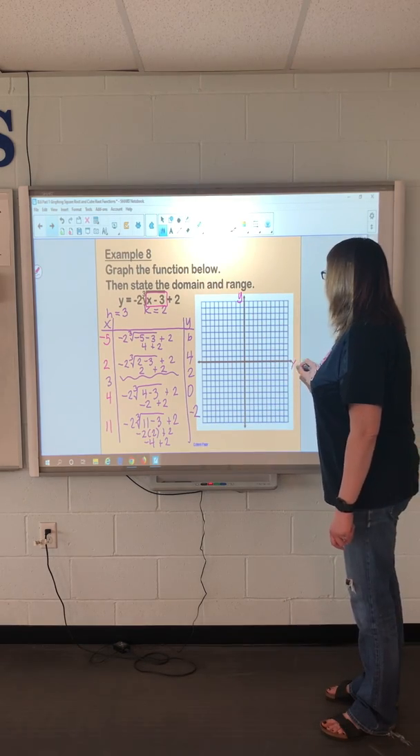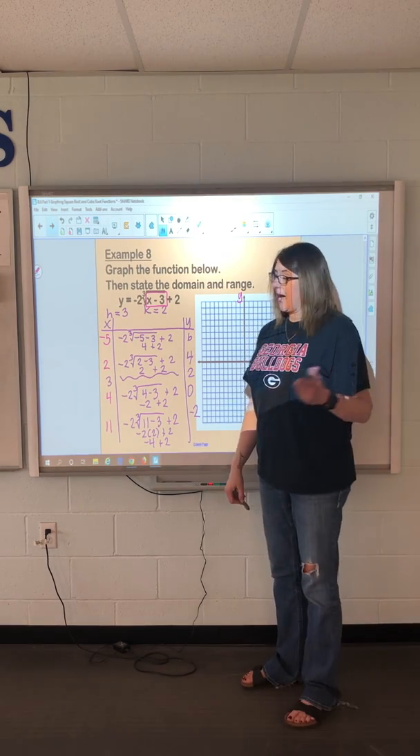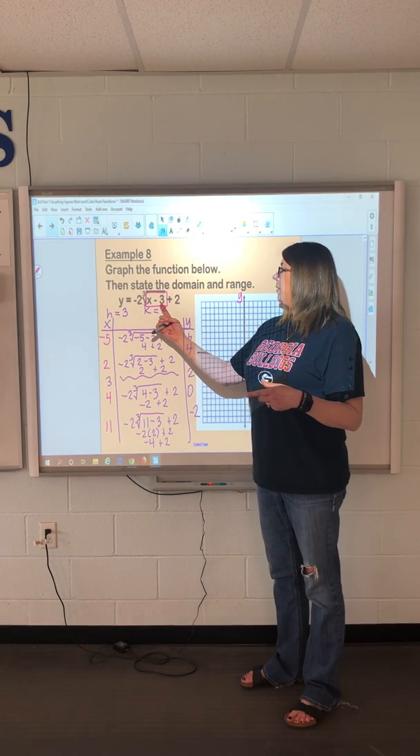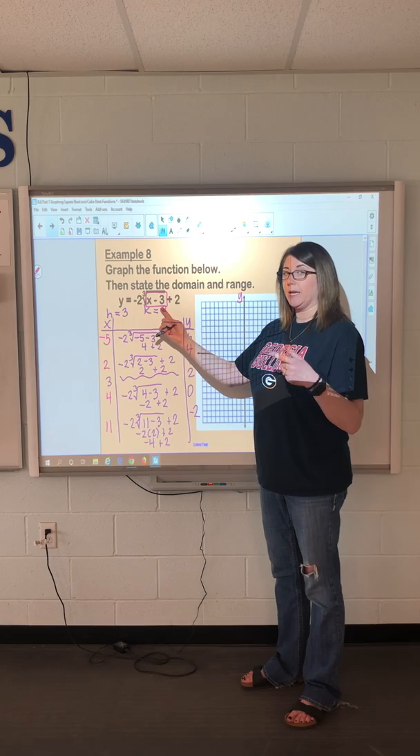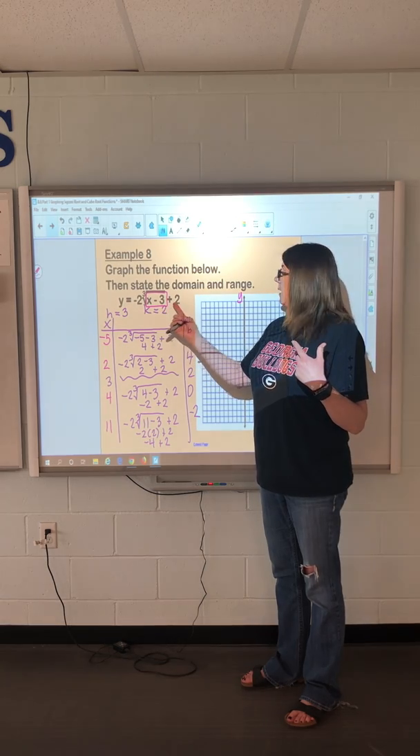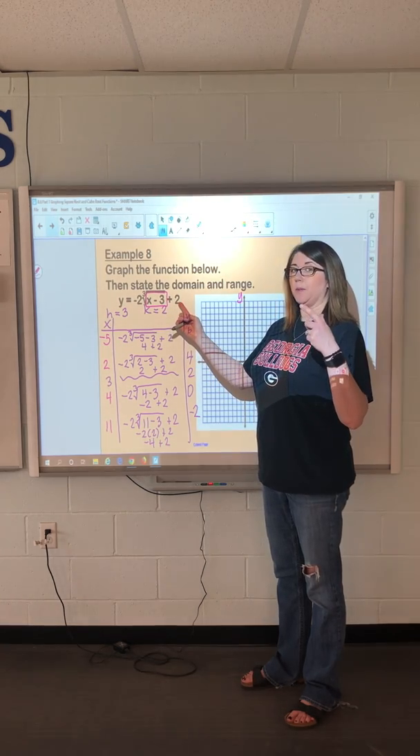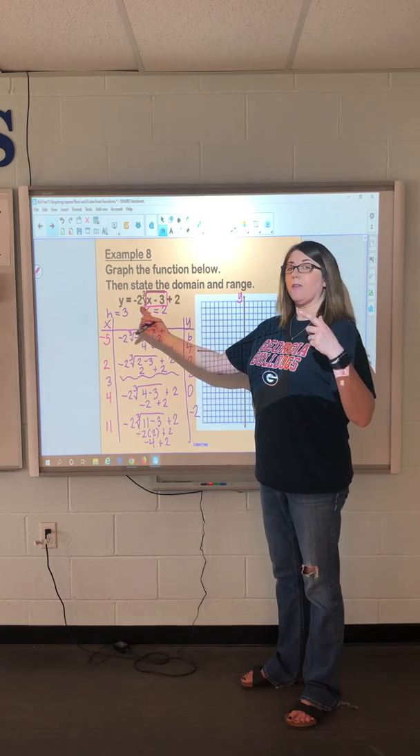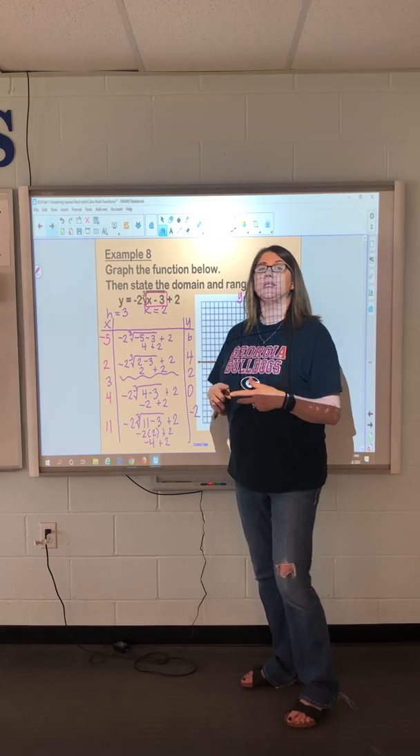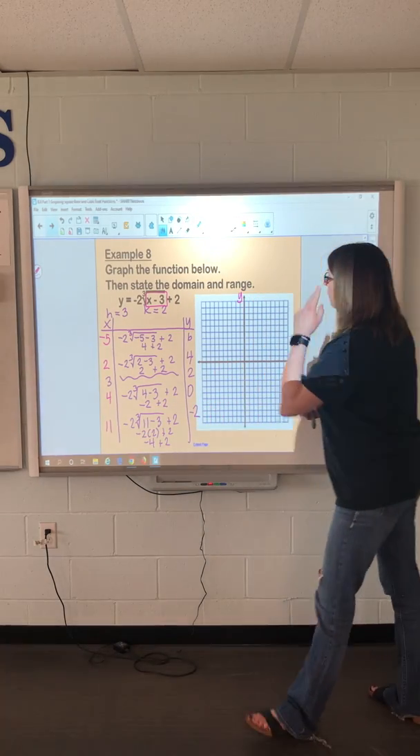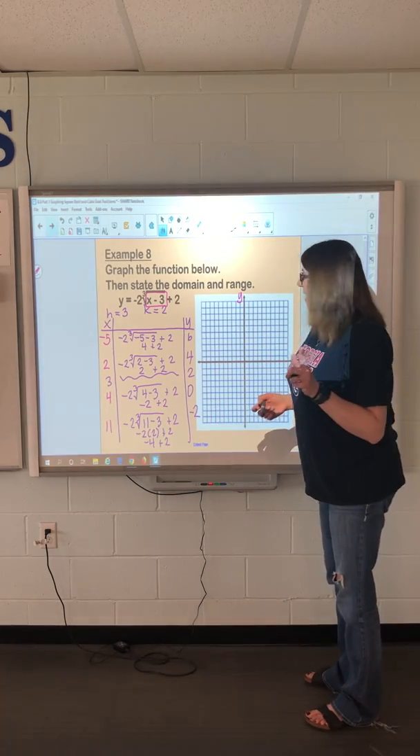So let's see what's going on. A couple of things that we know should be happening. We're going to have a horizontal shift 3 units to the right. That means instead of being at the origin, we're going to go to the right 3. We're going to have a vertical shift up 2 units. We're going to have a vertical stretch by a factor of 2, and that negative sign out front is going to mean that we're going to have a reflection over the x-axis. So let's see if that actually works out.